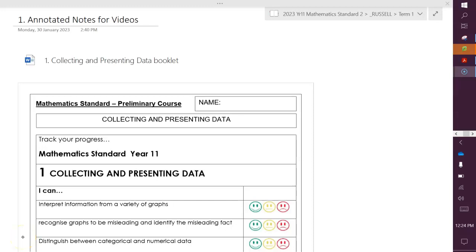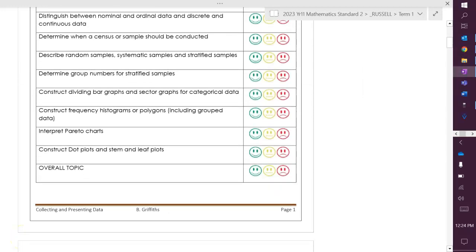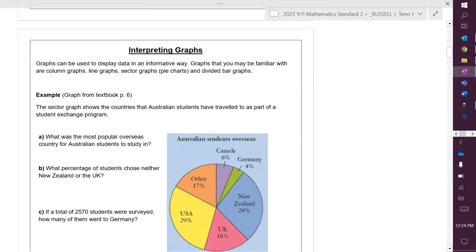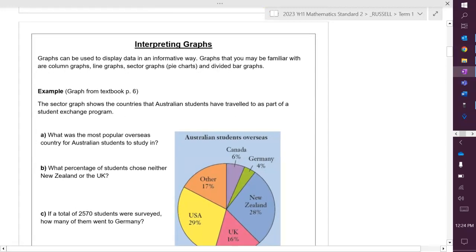Our first lesson in collecting and presenting data is on interpreting graphs. Graphs can be used to display data in an informative way, and graphs that you may be familiar with are column graphs, line graphs, and sector graphs or pie charts, as well as divided bar graphs.